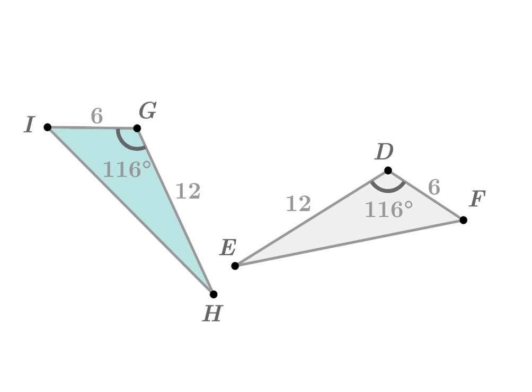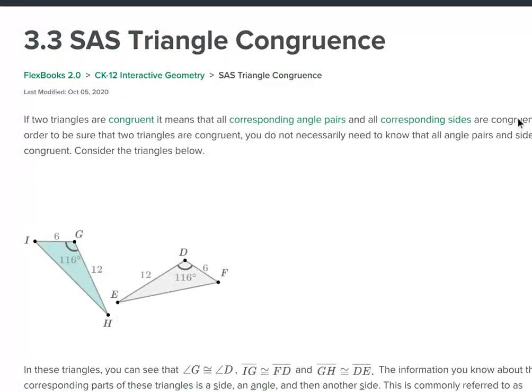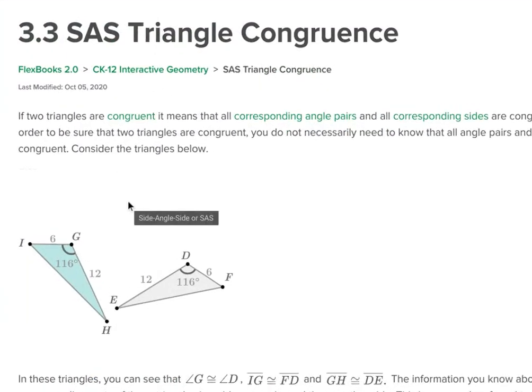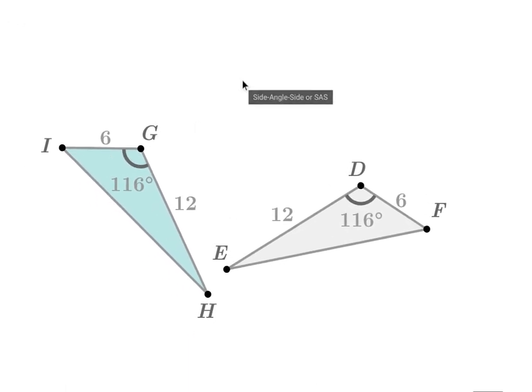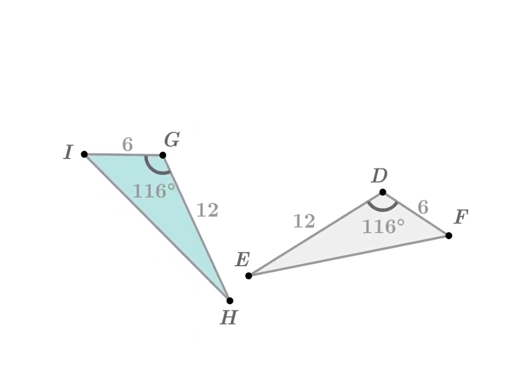All right, so I'm looking at the example that's given right at the top of 3.3. SAS Triangle Congruence. We just finished looking at angle side angle and angle angle side triangle congruence, meaning that you could use the angle side angle postulate or the angle angle side postulate to say those two triangles are congruent because I have just enough information to conclude that that particular angle or that particular side must be a particular length or measurement for the angle.